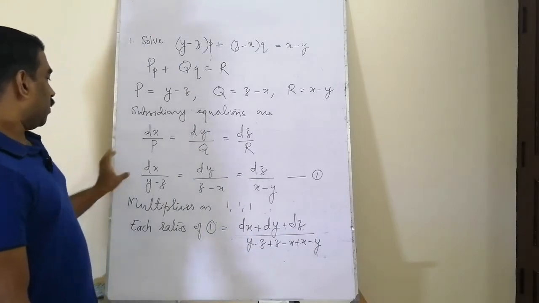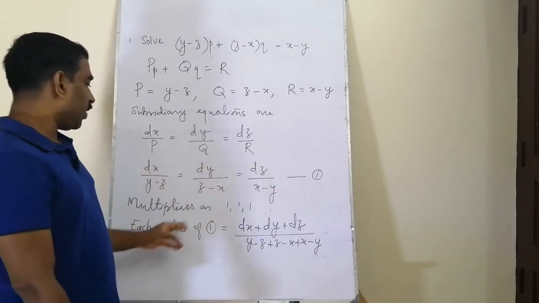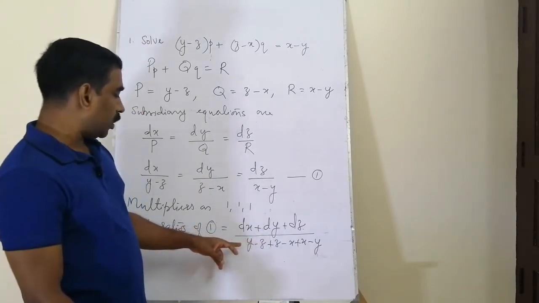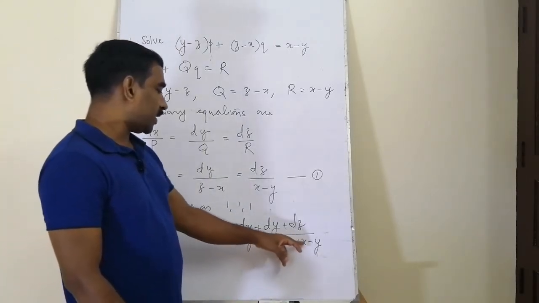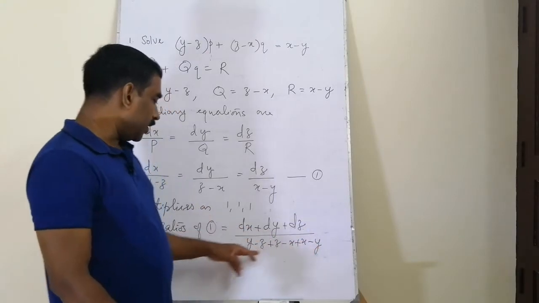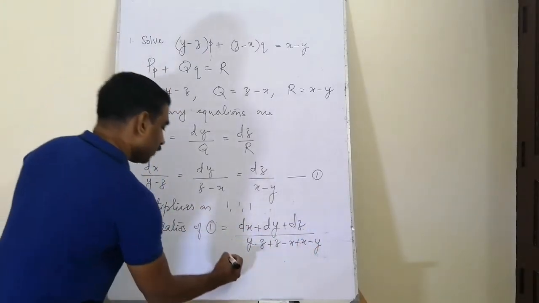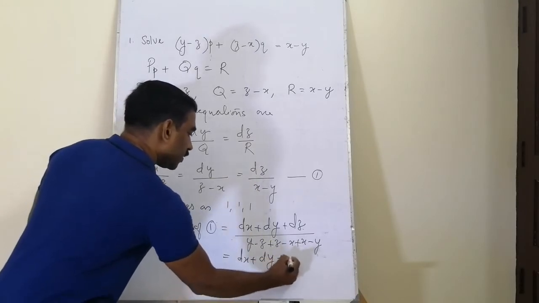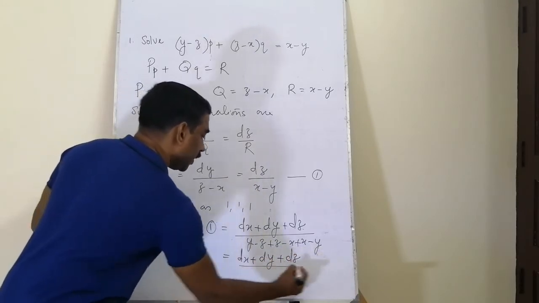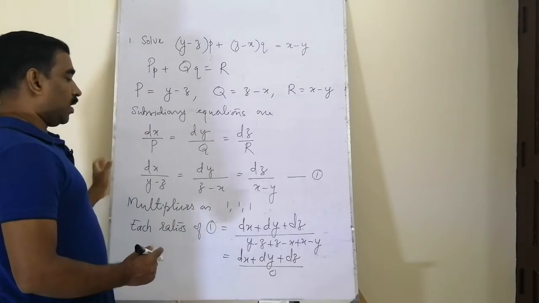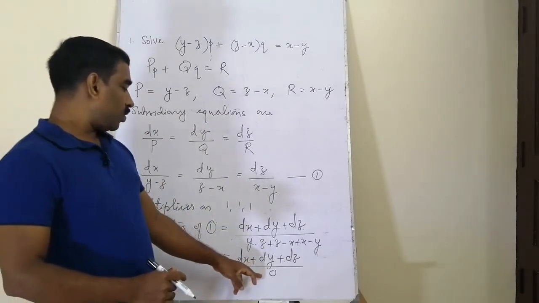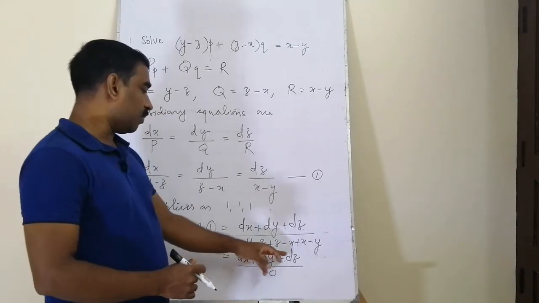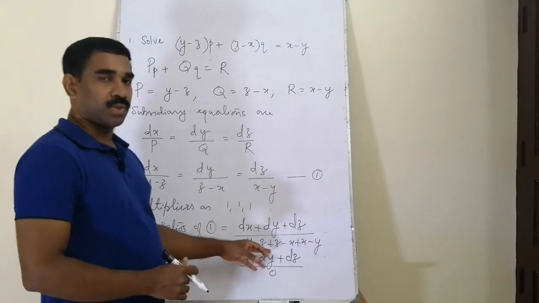That means from the three ratios we are forming a fourth ratio. What is the denominator? y minus z plus z minus x plus x minus y, and on addition this part goes to 0. So this is equivalent to dx plus dy plus dz by 0. Whenever the denominator goes to 0, the numerator is also 0. That is, dx plus dy plus dz is also 0.